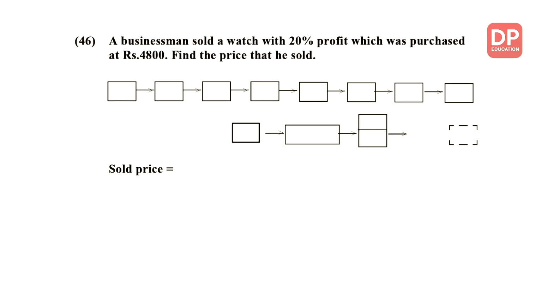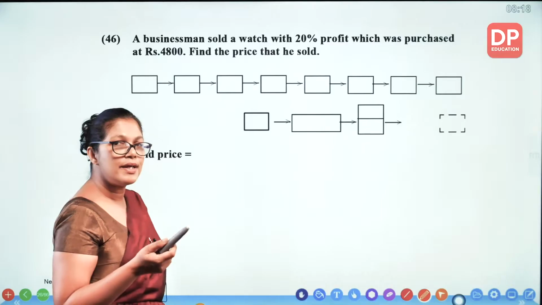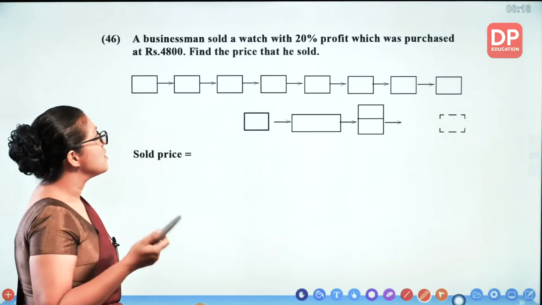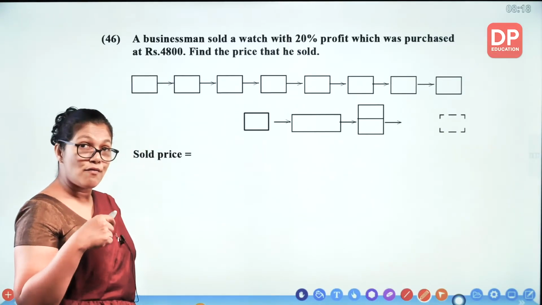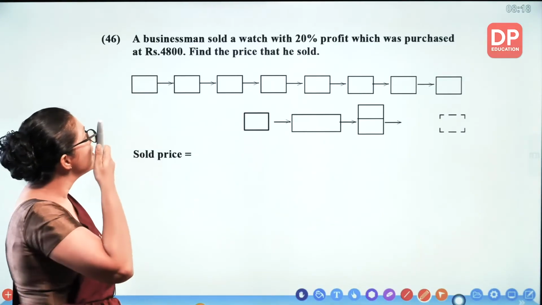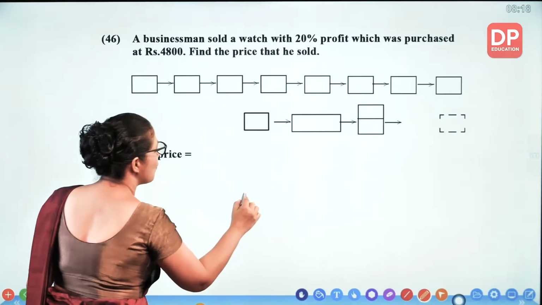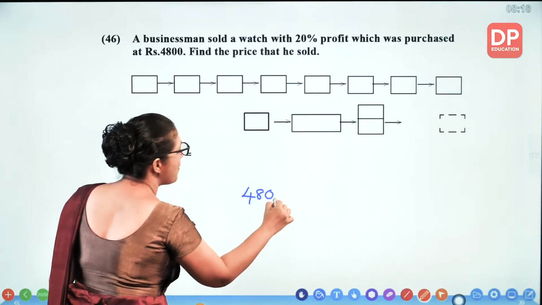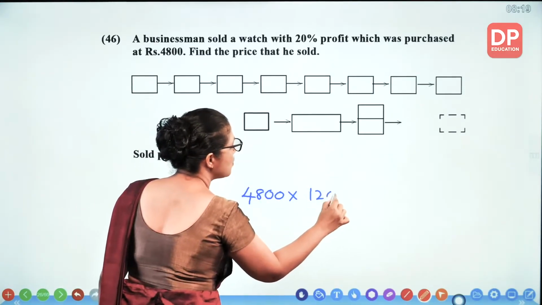Look at this question. A businessman sold a watch with 20% profit which was purchased at 4,800 rupees. Find the price that he sold. So to get 20% profit, if you buy for 100, you have to sell it for 120 rupees. So you have to take 4,800 multiplied by 120%.